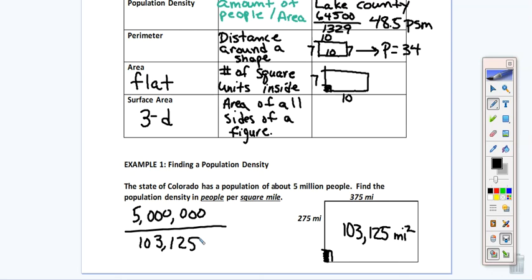Is that densely populated or sparsely populated? 1 mile that way, 1 mile this way. There's only 48 people in here. Sparsely. Heck, there's 14 of us in this little room right now. That's sparsely populated. Where do you think most population is at in Colorado? Cities. Cities, like what? Denver. Colorado Springs? Absolutely.